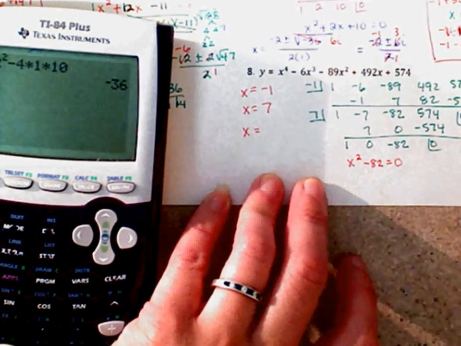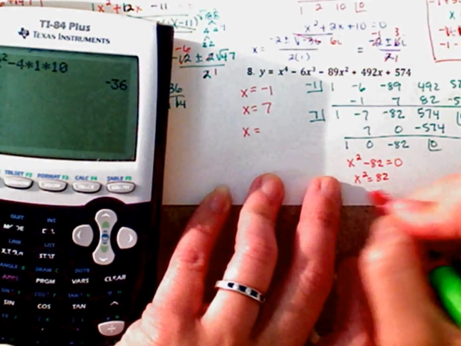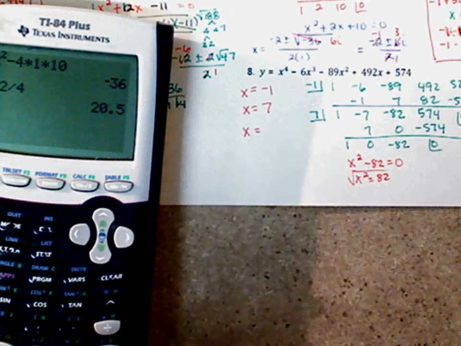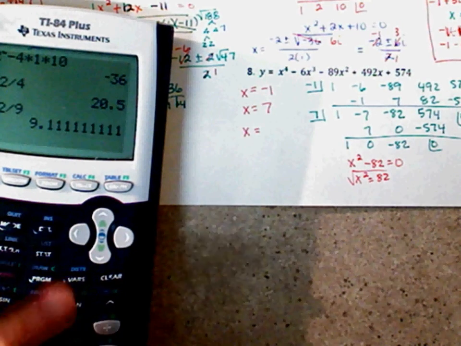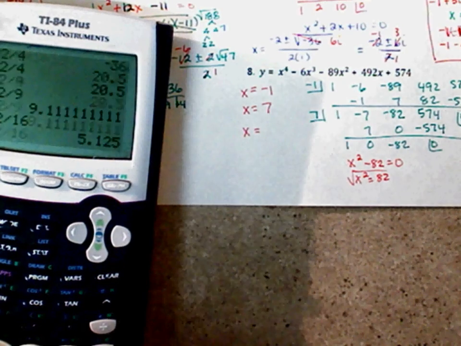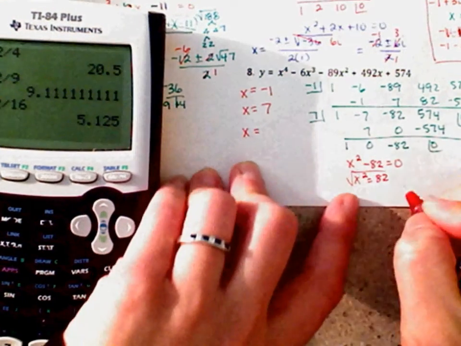X squared is 82. Take a square root. Okay. 82 divided by 4. See how that doesn't work? 82 divided by 9. None of those are perfect squares. 82 divided by 16. Nope. So other than that, your final answer right here is x equals plus or minus square root of 82.